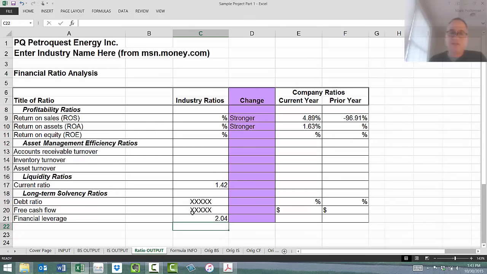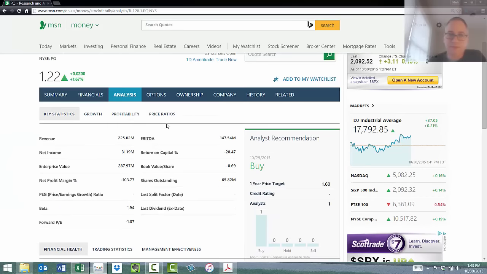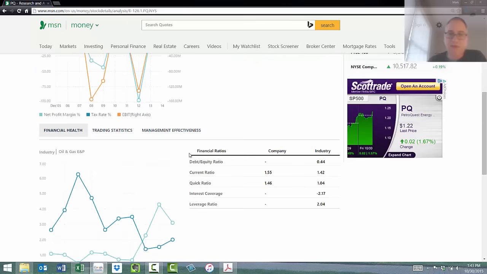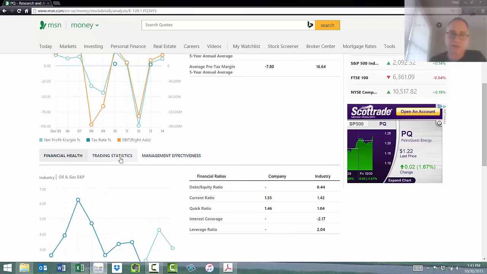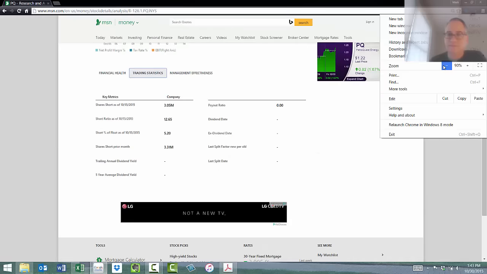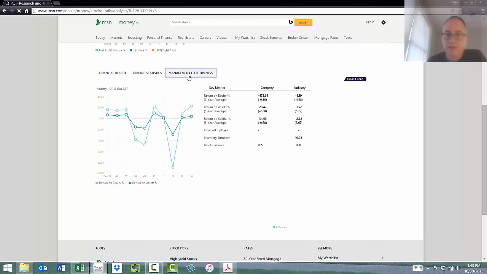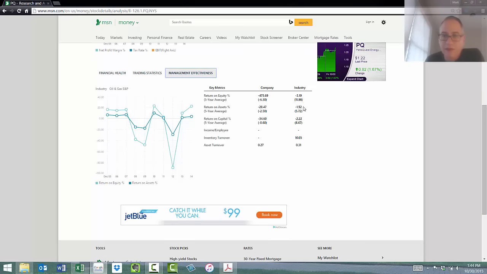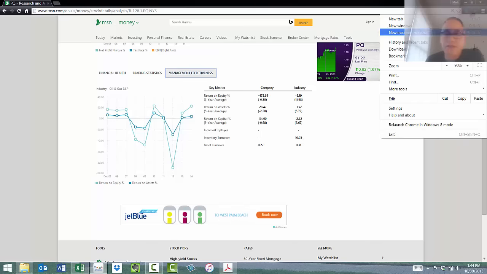Several of these are not going to be found here. The debt ratio and free cash flow are not going to be here. Also, I don't think this shows accounts receivable turnover. If you click profitability, you'll get more ratios. Oh, wait a minute. You click trading statistics. Now they're gone. Wait. Excuse me, if you click management effectiveness, you'll get more ratios. Return on equity, return on assets, return on capital we don't have much use for, but there's inventory turnover and there's asset turnover.